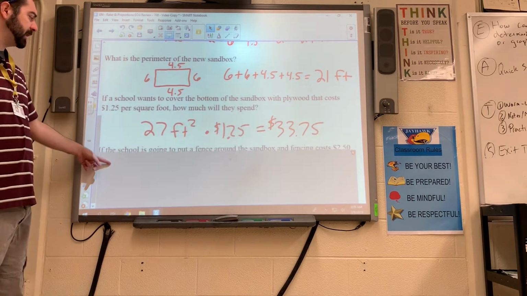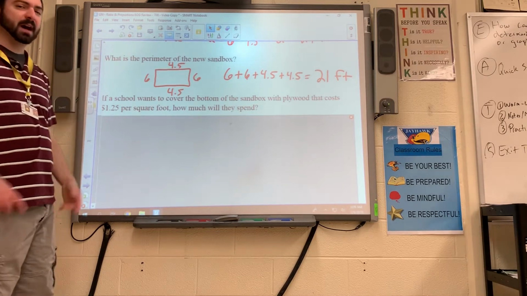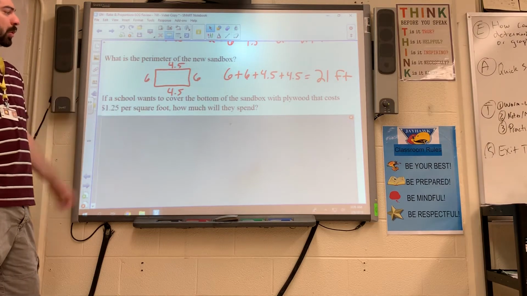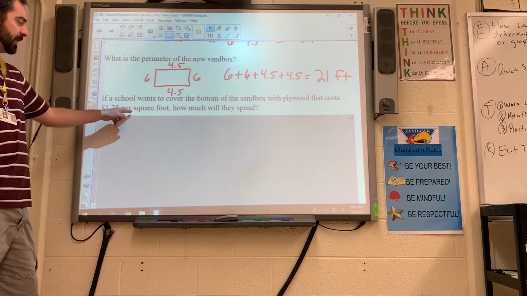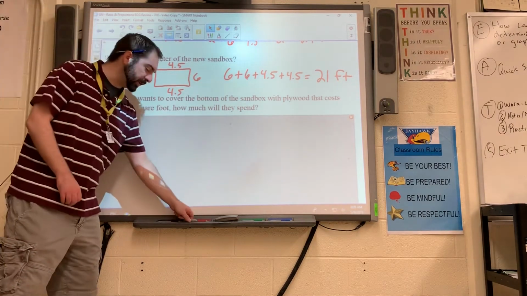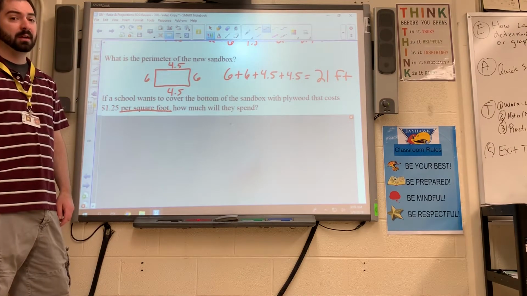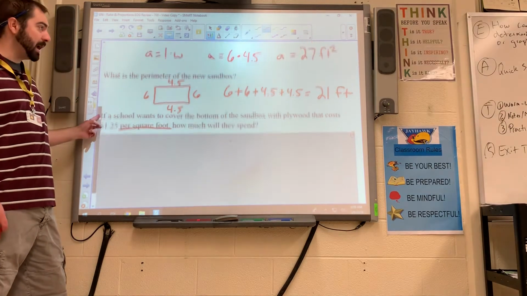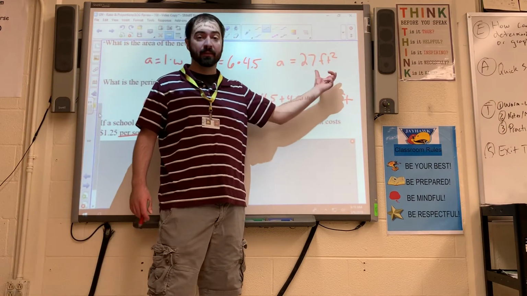And the last two questions kind of connect back to these. We'd have to find the area and the perimeter to answer them. If the school wants to cover the bottom of the sandbox with plywood that costs $1.25 per square foot, how much will they spend? Right here, this "per square foot" is telling you that we're talking about area, because we represent area with square units. Here we have square feet because we're dealing with feet. Up top, we found the length and width of the new box. We also found the area of that box.